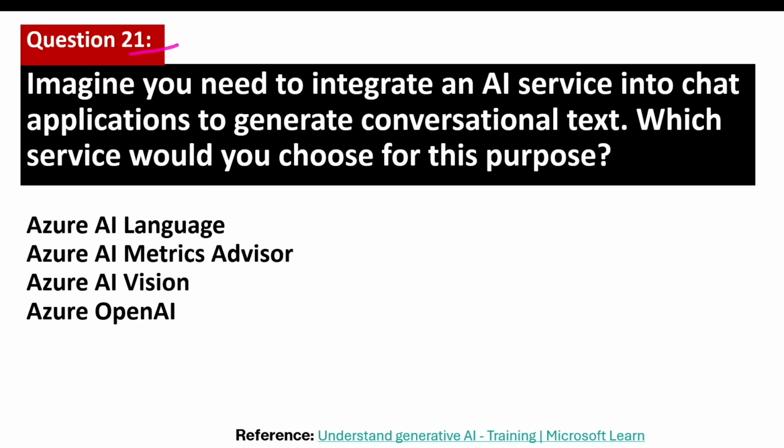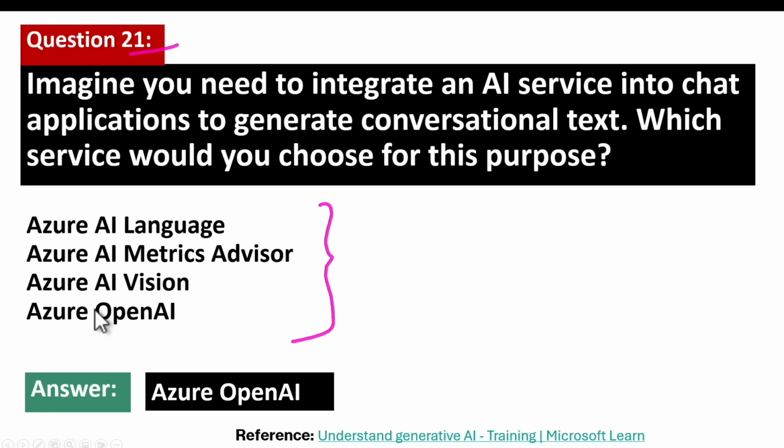Let's look at question number 21. Imagine you need to integrate an AI service into chat applications to generate conversational text. Which service would you choose for this particular purpose? Look at the options here. The correct answer is Azure OpenAI.